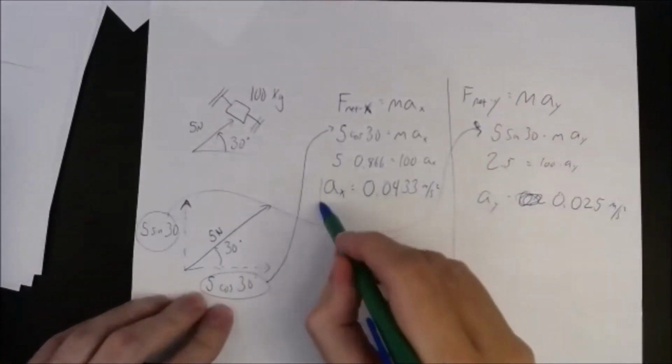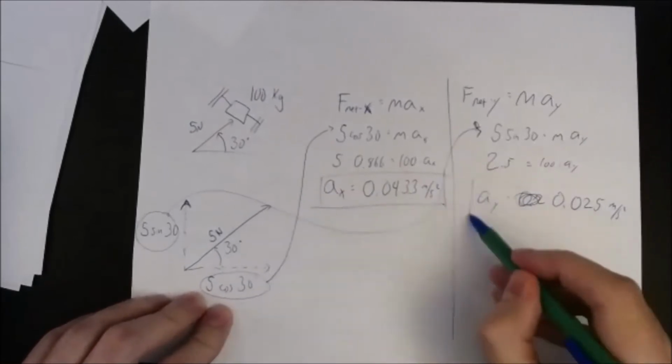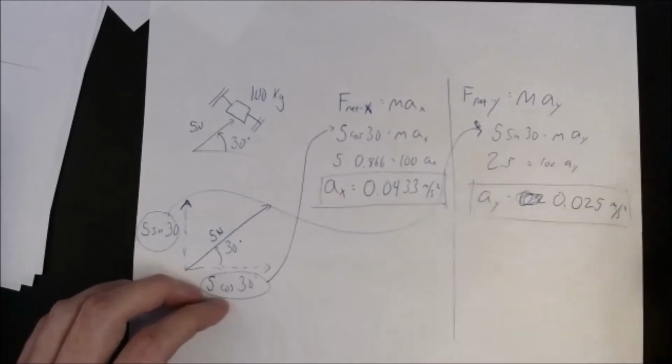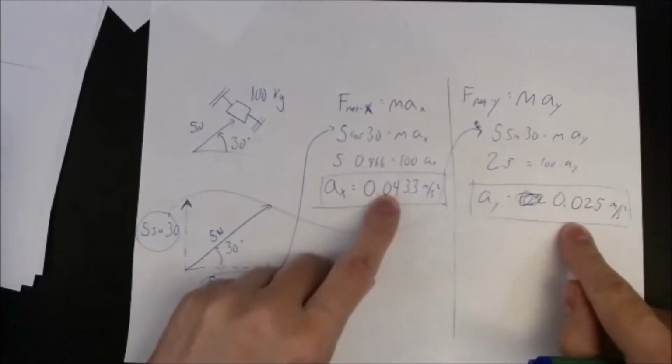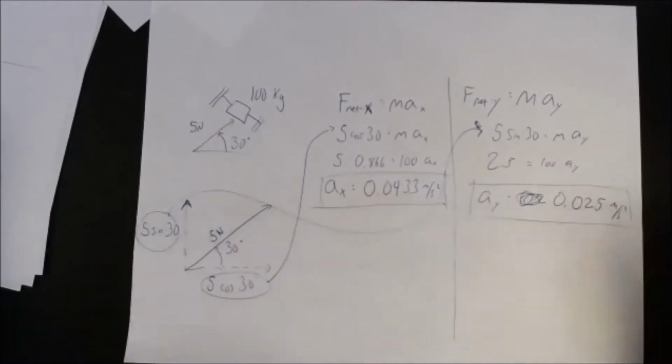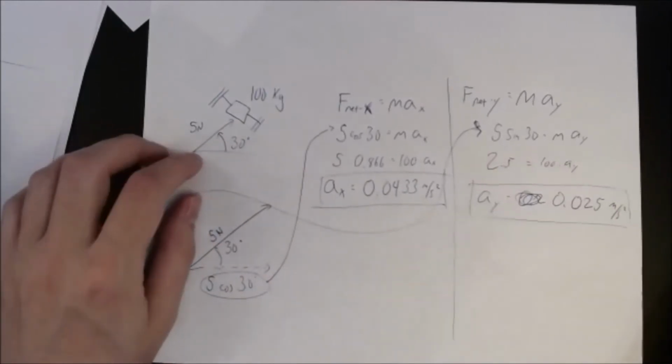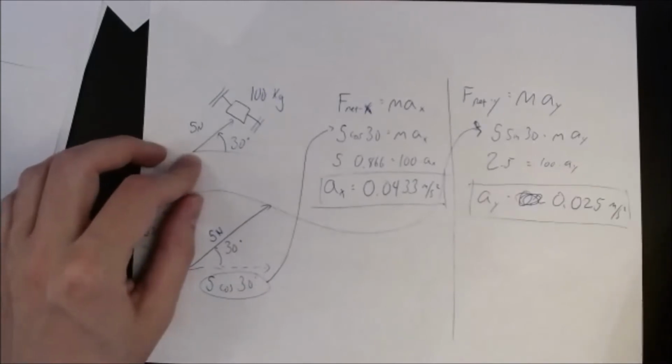Now we have the acceleration in x and the acceleration in y. We can find the total acceleration if we wanted to. It would be that squared plus that squared, take the square root, and you can calculate that on your own if you wish. The alternative way of doing this problem is actually to start by finding the acceleration.